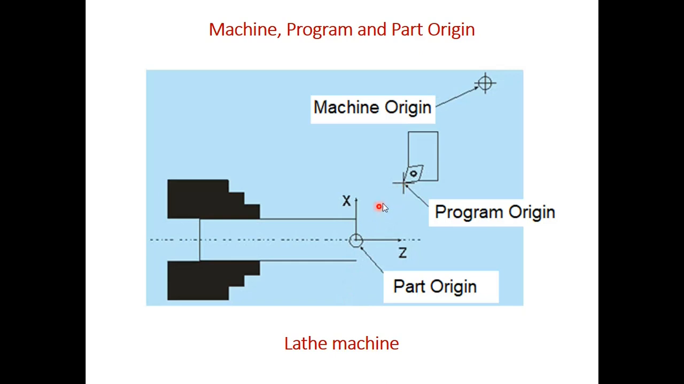Now this point, slightly away from your workpiece, is the program origin. So when all the operations, let's say the turning operation here, are over, the tool will come to this position, a slightly safer position with respect to the workpiece. And this is the machine origin, which cannot be changed and is set by the manufacturer. So this is for the lathe machine.